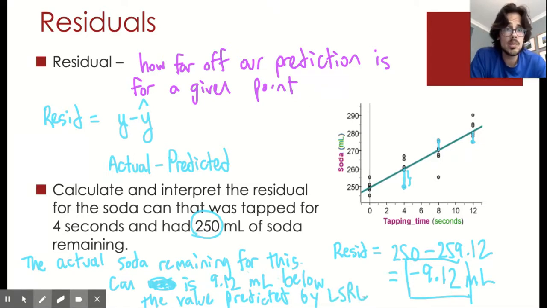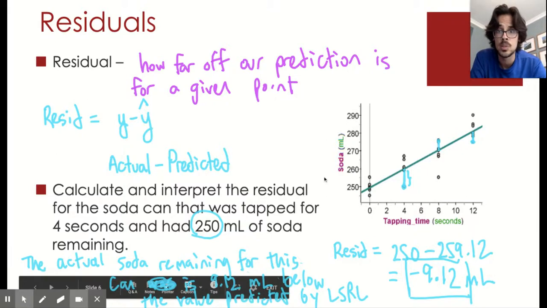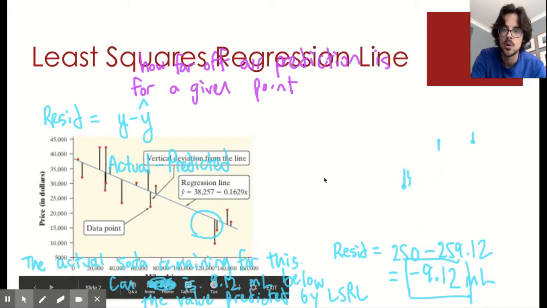So the actual amount of soda, 250, is 9.12 below what the line of best fit thought it was going to be. That's all a residual is, just how far above or below you were from the predicted amounts. You can interpret it this way. It wouldn't be wrong to interpret it in reverse and say that the prediction was above the actual value, but I like to keep it consistent. If it's a negative, I think below. So I interpret it in that way. Either way is cool though. So residuals are not that bad, even though they sound kind of sophisticated. They're just talking about how far off you are.